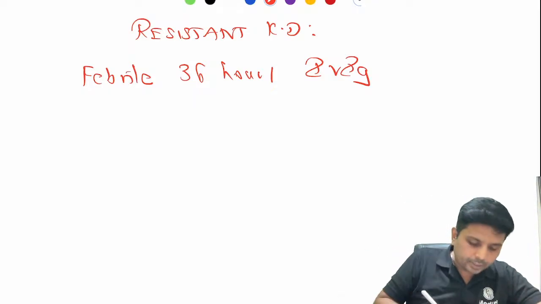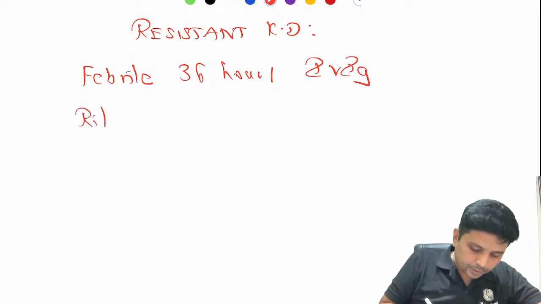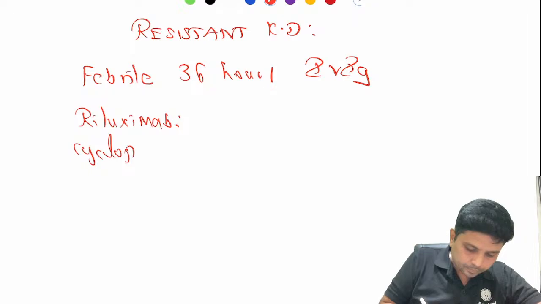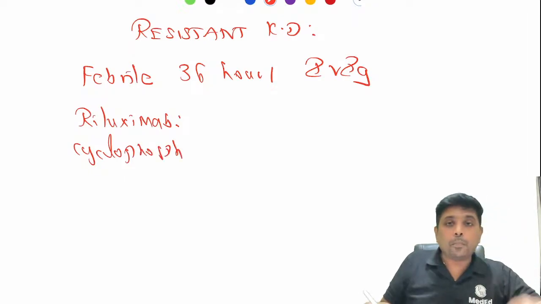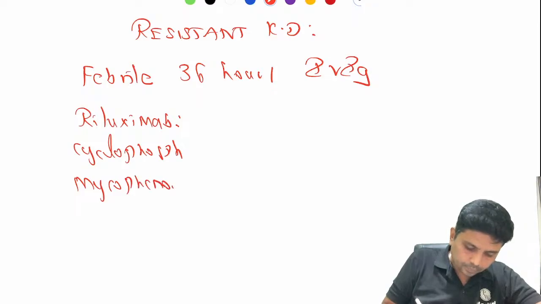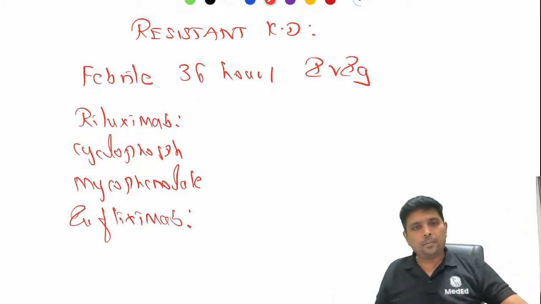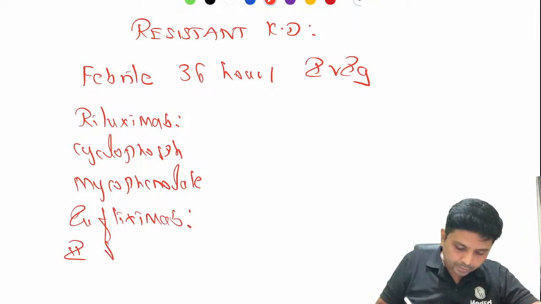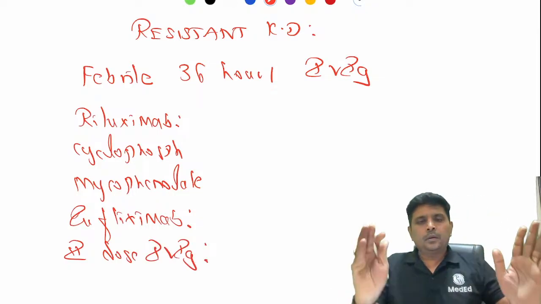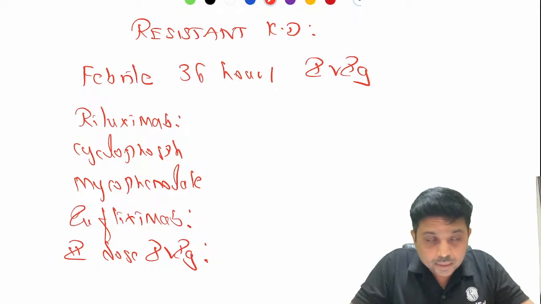What are all the treatment options? The treatment options are rituximab, cyclophosphamide, mycophenolate mofetil, and infliximab. And then you can try a second dose of IVIG. So remember, this is called resistant Kawasaki.